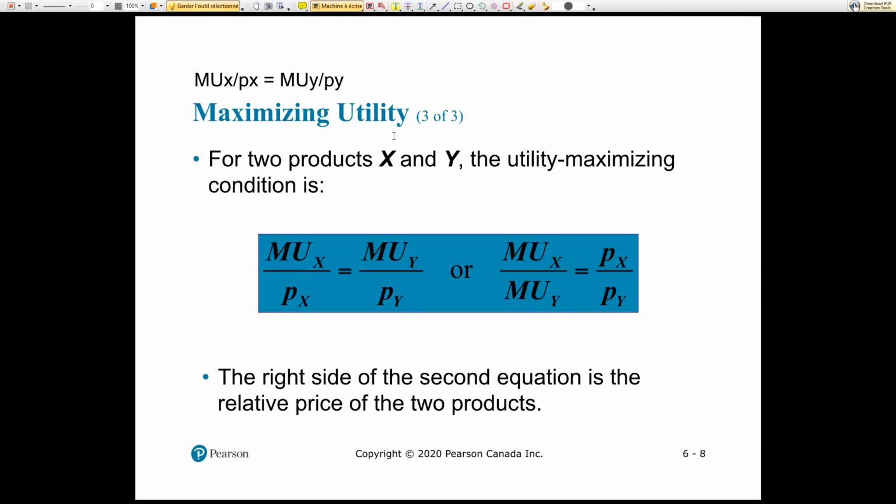And one way to reorganize these formulas is this way. So you just divide by MUY here on both sides and multiply by PX on both sides, and you get this representation there. So this means that the marginal utility of X in terms of marginal utility of Y has to be equal to the price of X in terms of the price of Y. Does that make sense? So now that we're adding math, it's the time to ask your questions if you have any. No? Okay, so we can continue.